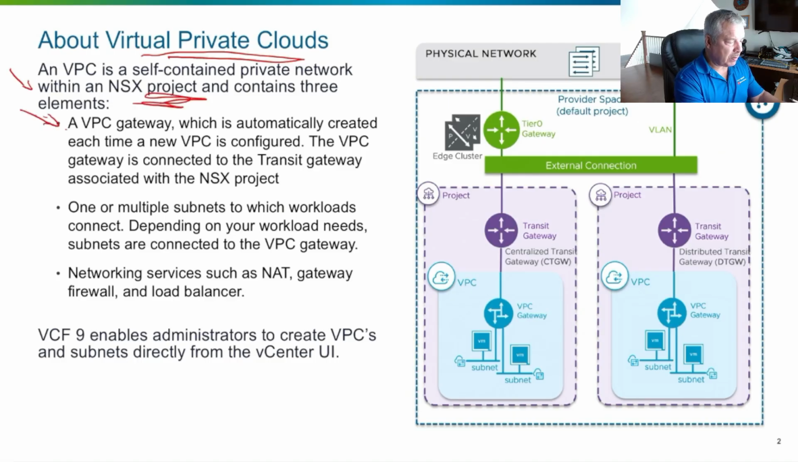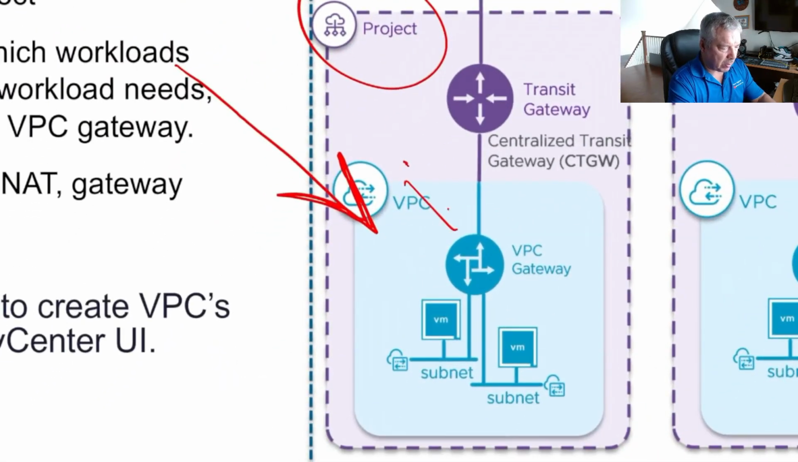You'll generally have a VPC gateway. We see this in this picture right here. I've got a couple of projects, and I've got a VPC inside each. You can have more than one VPC per project if you want to. This is what I want to show you here, the VPC gateway. This is, hint, hint, a little tier 1 gateway kind of underneath the covers. And then you create subnets that connect to that. And again, if you're familiar with NSX, those are segments, overlay segments.